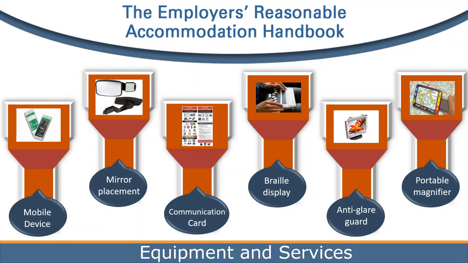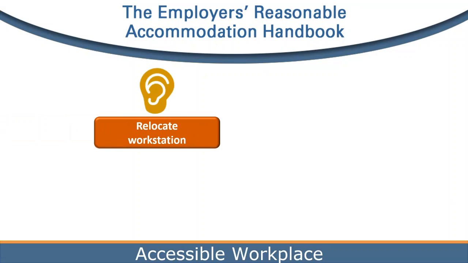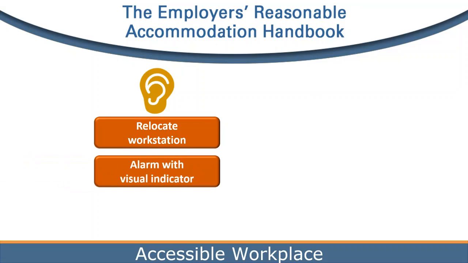Dustin, making the workplace accessible is another form of reasonable accommodation. Related to hearing disabilities, this could include locating the workstation away from busy or loud areas to reduce background noise so the individual can focus on work tasks, or locating the workstation near an emergency alarm that uses a visual indicator.